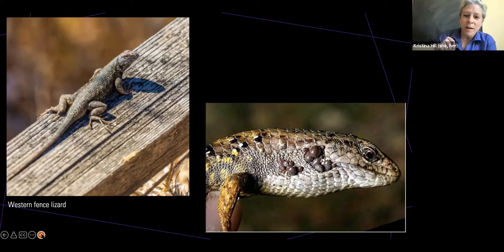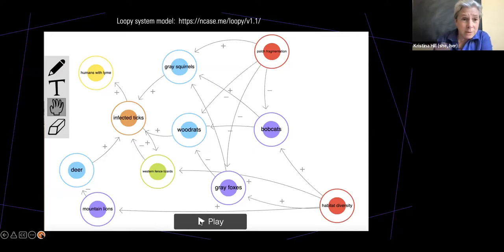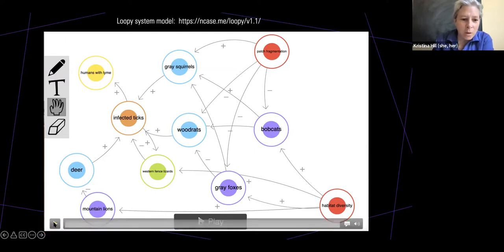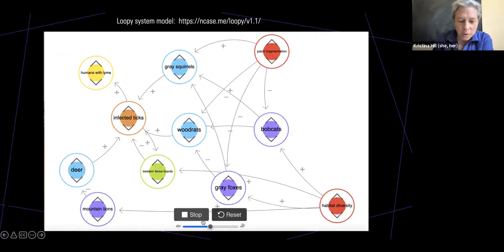It causes ticks that have been infected with Lyme disease to be uninfected. So when a tick with Lyme disease bites a fence lizard, Lyme disease in that tick goes away and it can't pass it on to other organisms like people. That's another factor in why Lyme disease is less common here than it is on the East Coast. So I have students make these kinds of diagrams using software called Loopy, where we look at how all this works. And I'm going to show you a quick version of how this works.